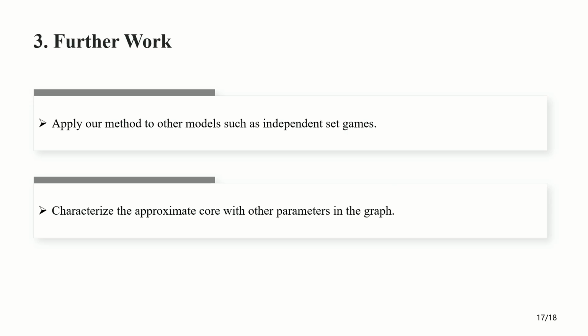A natural direction is to extend our research approach to other models such as independent set games. Alternatively, characterize the approximate core with other parameters in the graph.